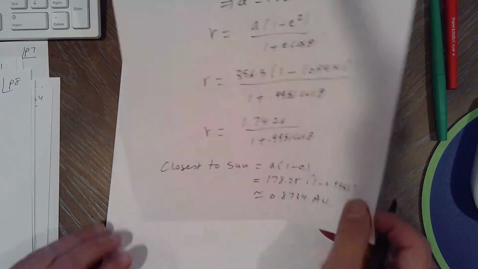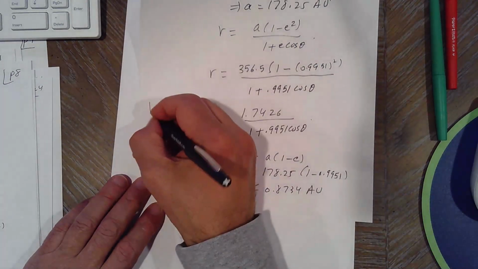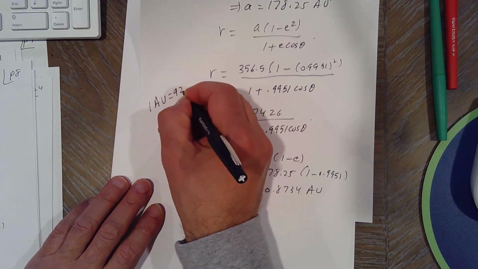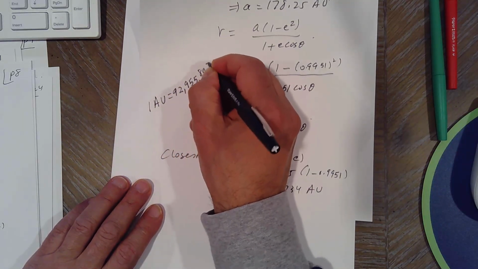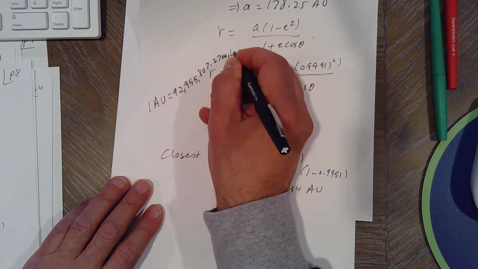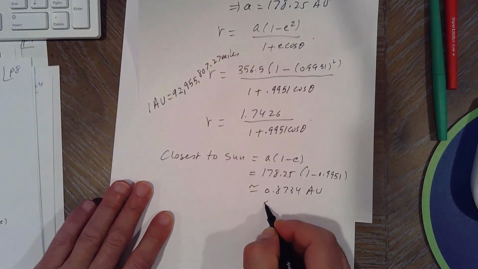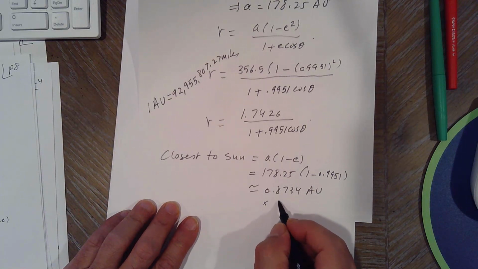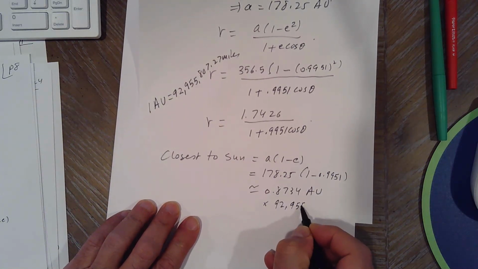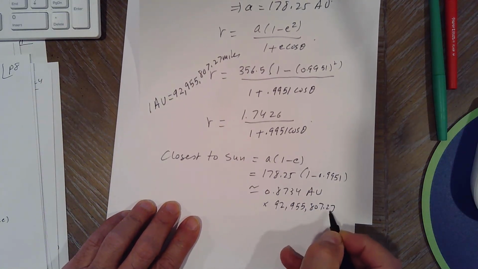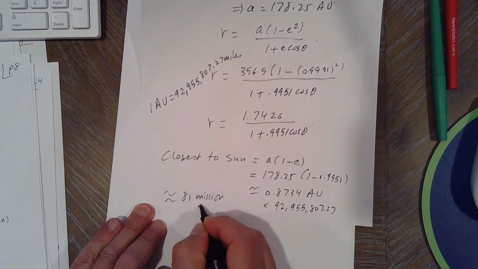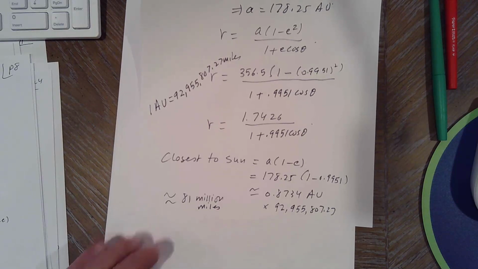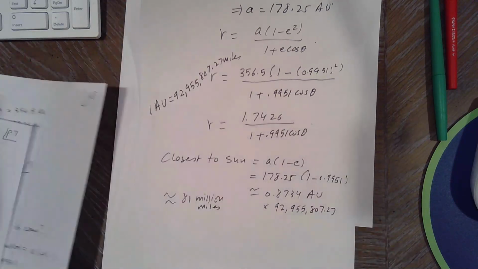What is this in miles? We know that an astronomical unit is 92 million miles, almost 93 million, 92,955,807.27 miles. So if you take this and multiply it by 92,955,807.27, you get roughly 81 million miles. See you there. All right, so that's it.